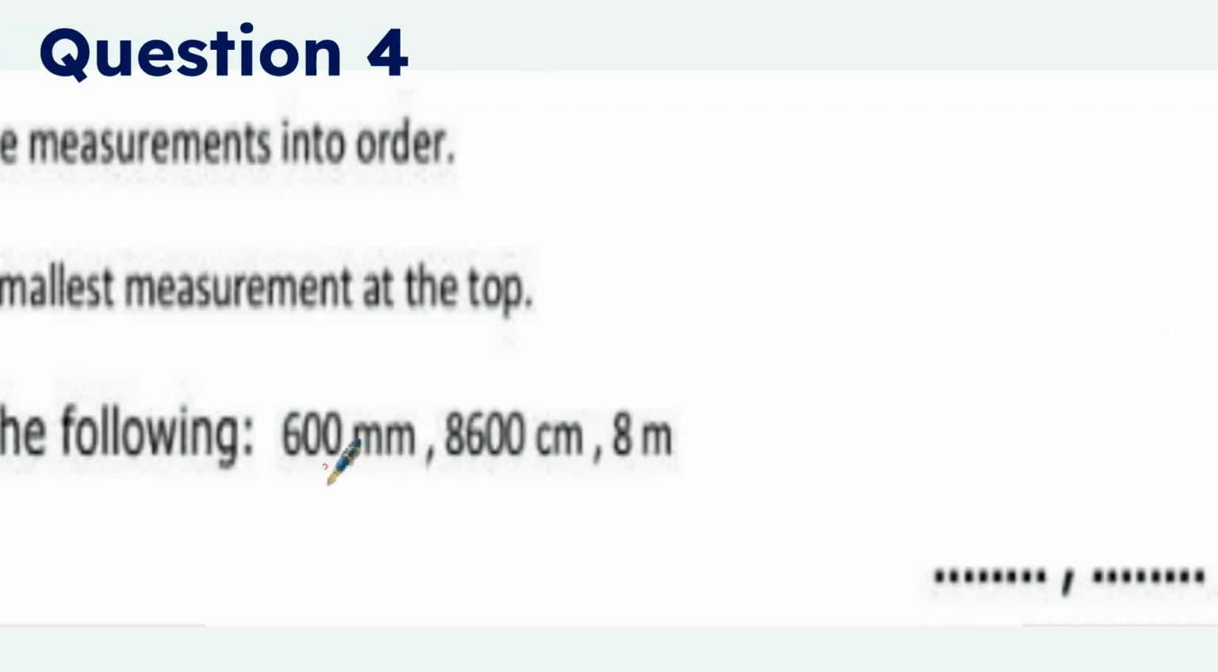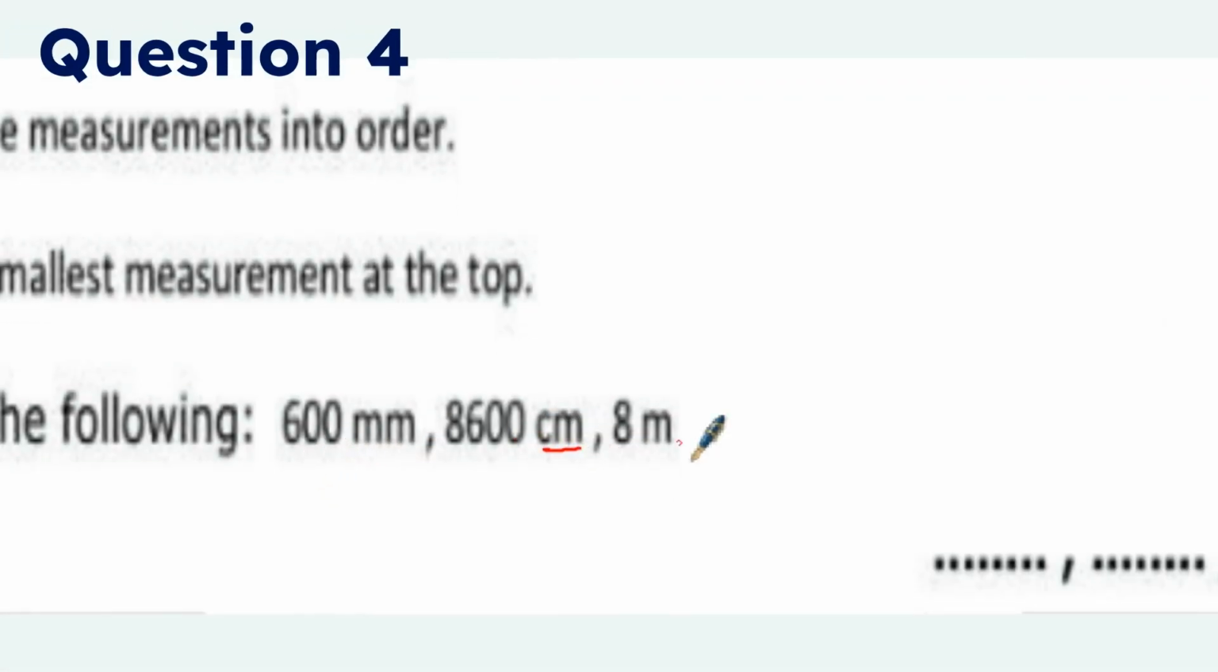Put the following measurements in order, starting with the smallest: 600 millimeters, 8,600 centimeters, and 8 meters. We will convert all of these to centimeters. 600 millimeters is 60 centimeters, and 8 meters is 800 centimeters.